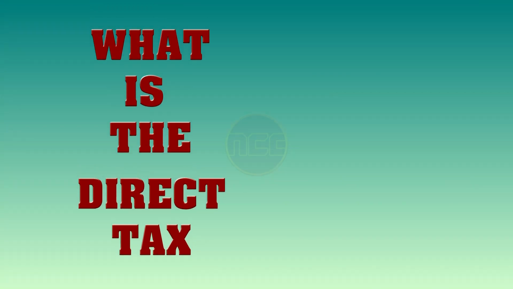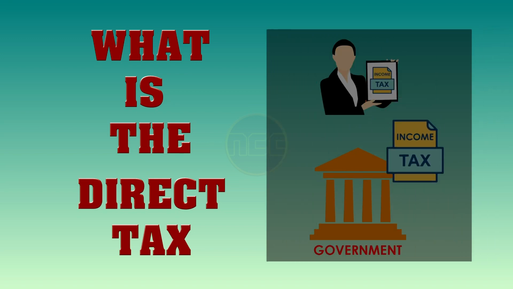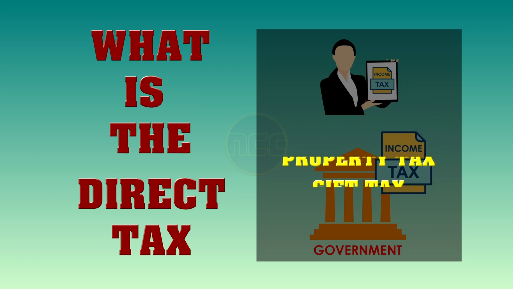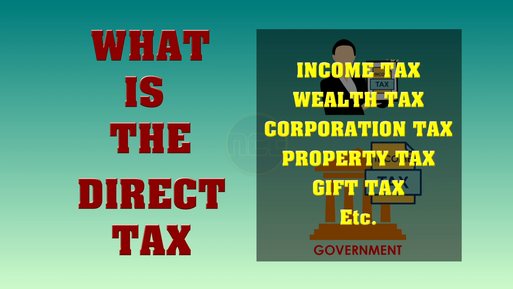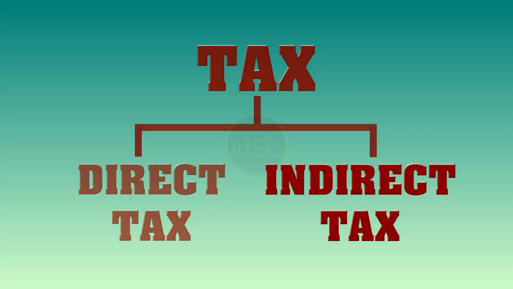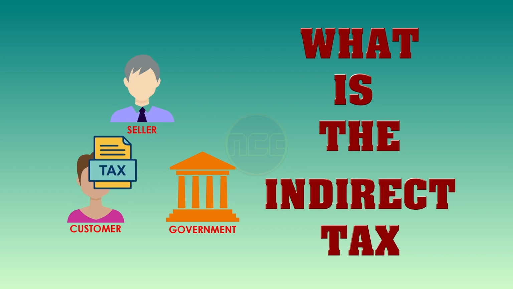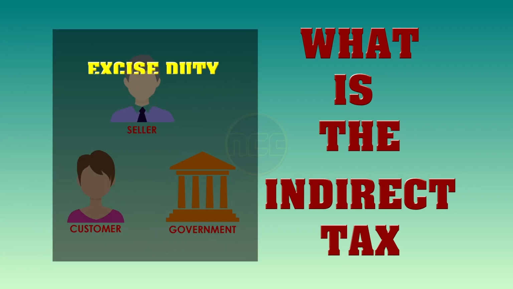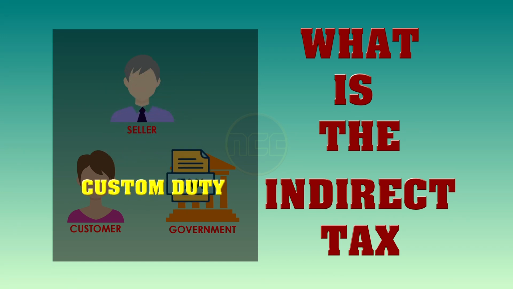What is a direct tax? A person who directly pays tax from his pocket is a direct tax. Some examples of direct taxes are income tax, wealth tax, corporation tax, property tax, gift tax, etc. All of the above tax a person pays directly towards his income. Second is indirect tax. It means a person who collects tax from the customer and pays to government. For example, excise duty, octroi, VAT, entry tax, custom duty, etc.